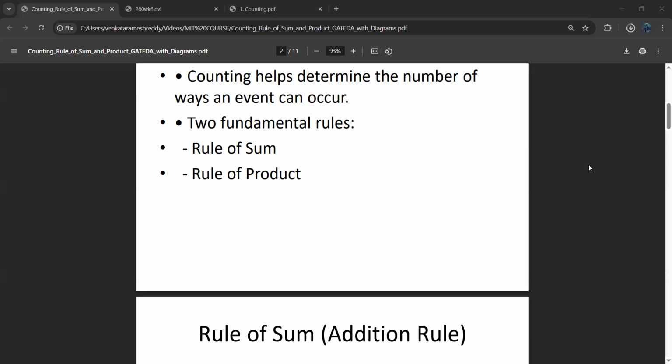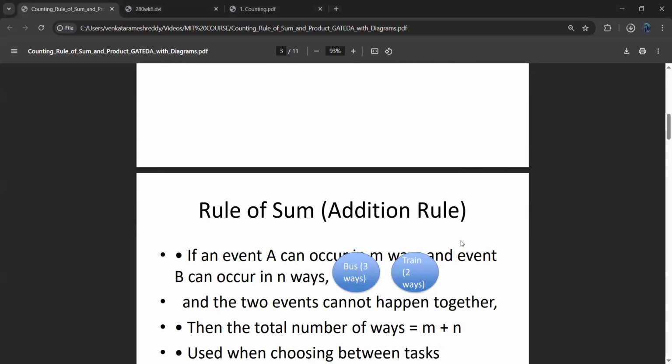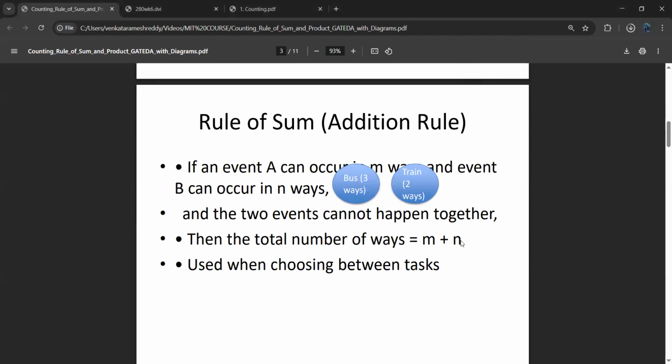In the counting principle, there are two fundamental rules. If you know these two fundamental rules, then you can solve the upcoming concepts like permutations and combinations, which are very important. To solve them, these two fundamental rules have to be remembered. First we will see the rule of sum. The rule of sum means the addition rule; we are adding two events.